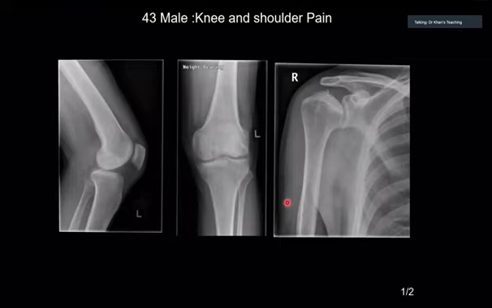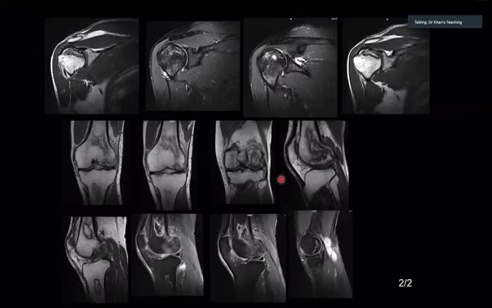This is a case of Caisson's disease, in divers, in which you can see subarticular sclerosis, and here also there is sclerosis, etc. If you see the MR, you can see multiple bone infarcts. In Caisson's disease, these are divers who have chronic infarcts and things like that.